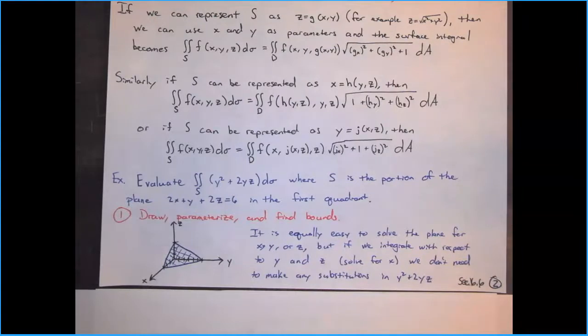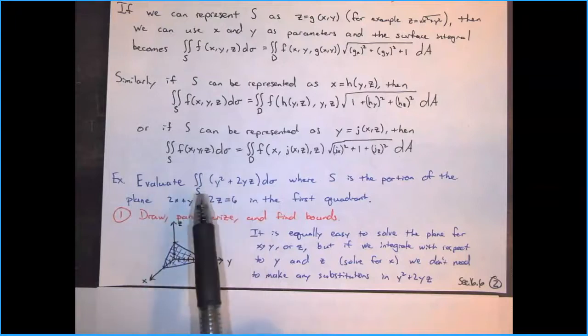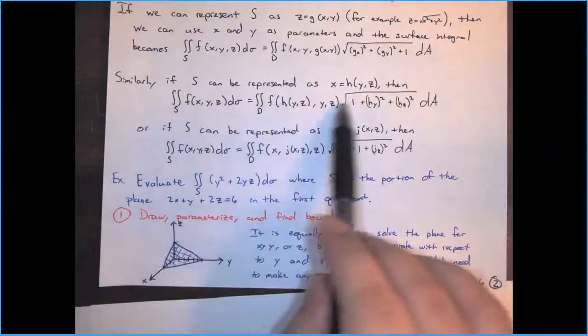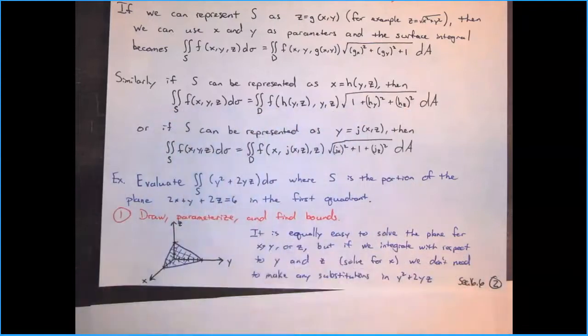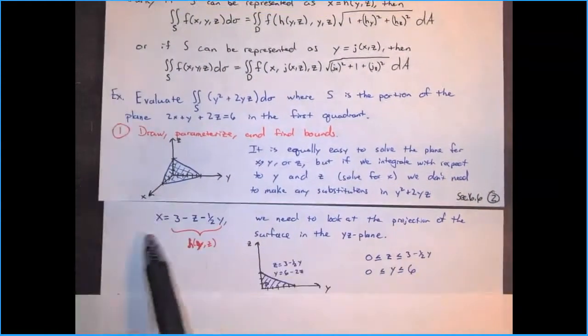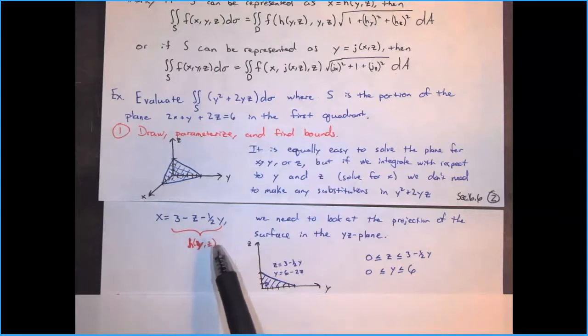I've drawn the surface. Here's that plane. And we've decided that since there are no x's in the function I'm integrating, let's solve the equation for x. So say x equals the equation for the plane, and set up our integral using this second format. Here I've solved the equation for x, so this is going to be my h of y, z. So the plane is 3 minus z minus 1/2 y.